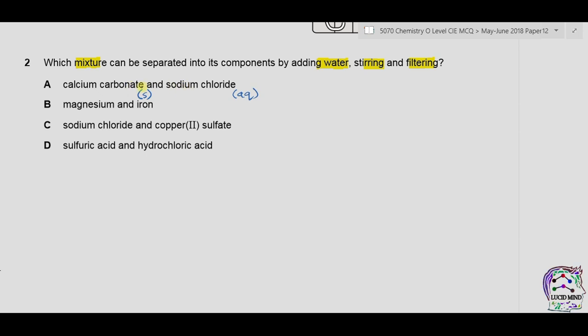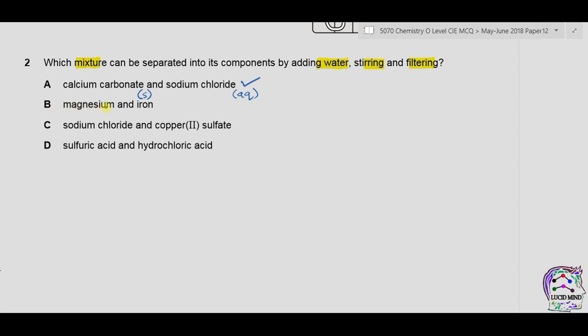So we can add water. What will happen is that sodium chloride will dissolve in water while calcium carbonate will be left behind. And upon filtration, calcium carbonate is separated as residue, while water will be gone in the filtrate. In this way, both can be separated, so therefore option A seems to be correct.